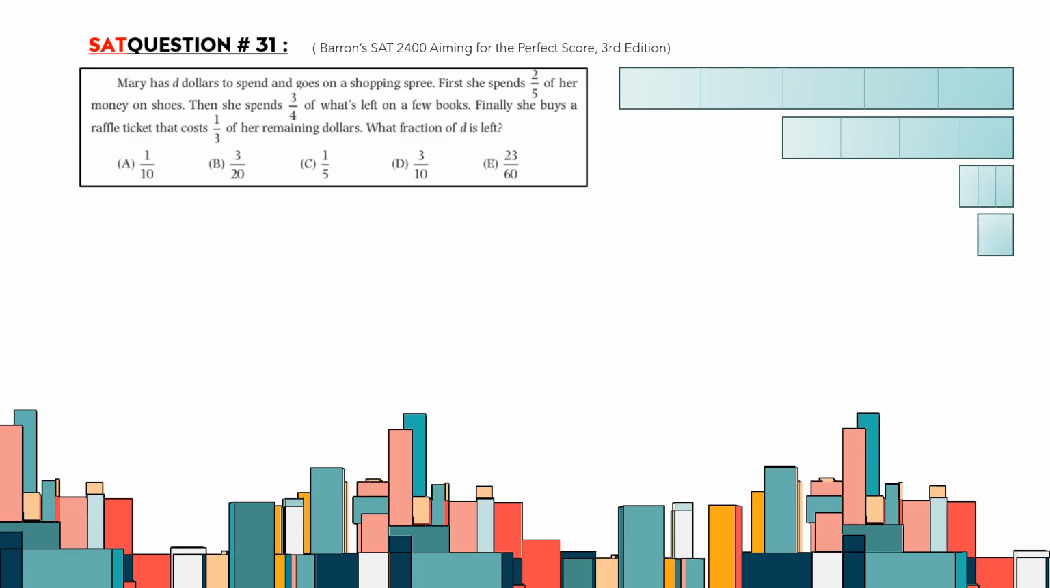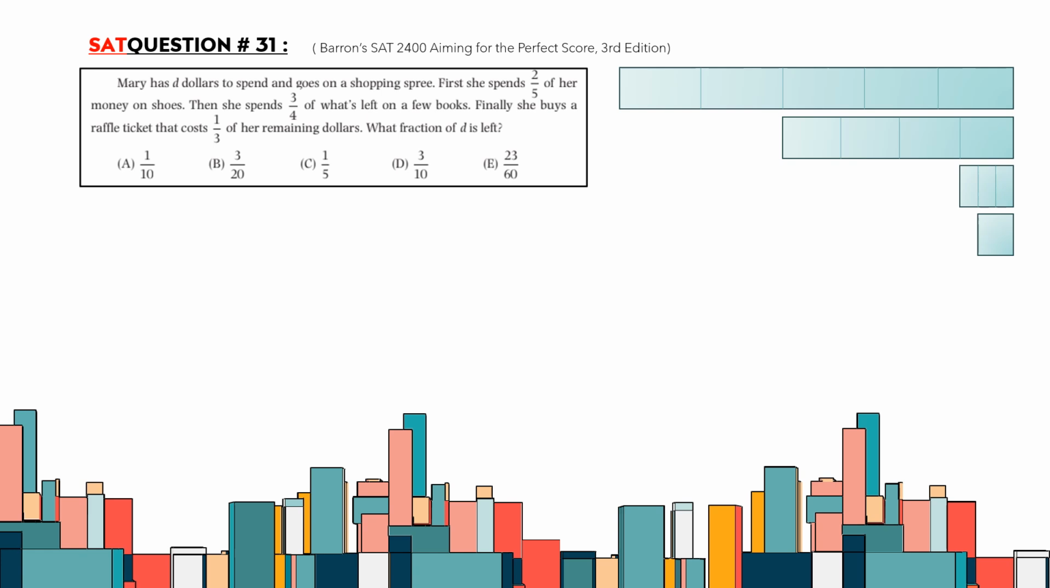Mary has D dollars to spend and goes on a shopping spree. First, she spent 2 out of 5 of her money on shoes, then spent 3/4 of what was left on a few books. Finally, she buys a raffle ticket that costs 1/3 of her remaining dollars. What fraction of D is left?